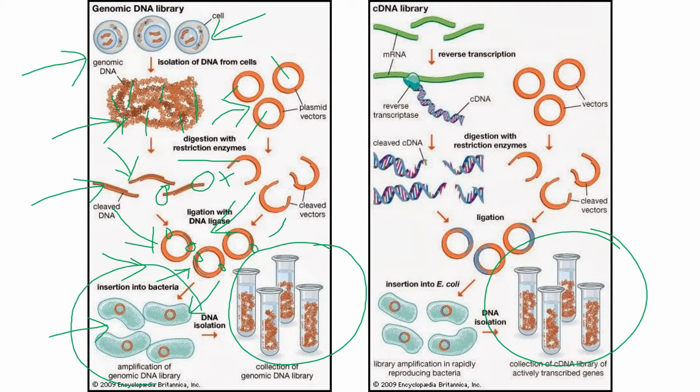Whenever the bacteria divide, they multiply the copies of your original vector molecule in their DNA. So the bacteria will have multiple copies, and all these multiple copies were then isolated from the bacteria and preserved in ampules or test tubes as a collection of genomic DNA library fragments.